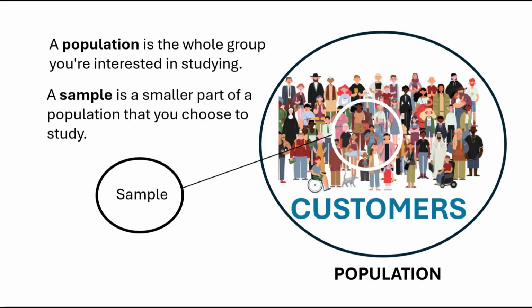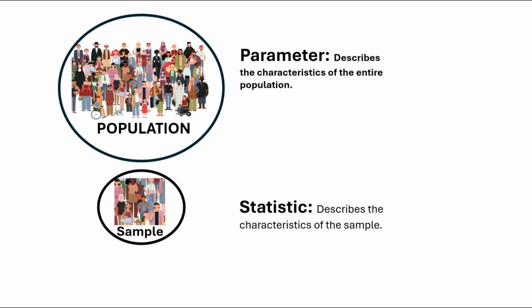The next important terms are population and sample. A population is the whole group we are interested in studying. For example, if a business wants to understand its customers, then all customers are the population. A sample is a smaller group selected from that population. Instead of asking every customer, the business may ask only some customers and use their answers to understand the larger group.